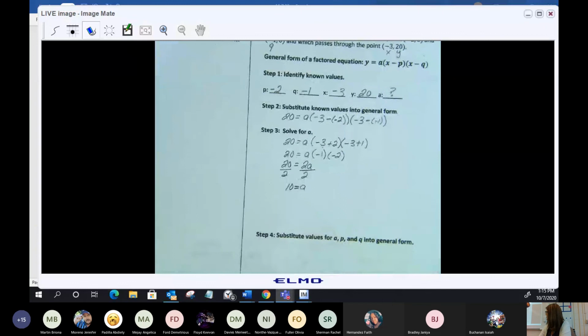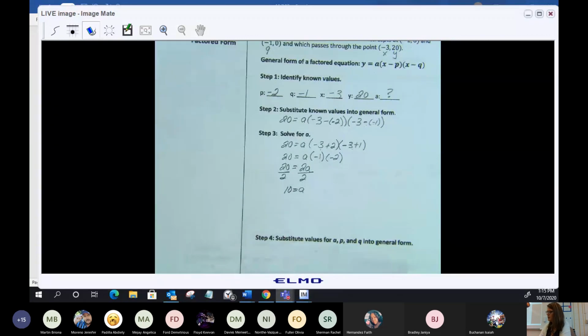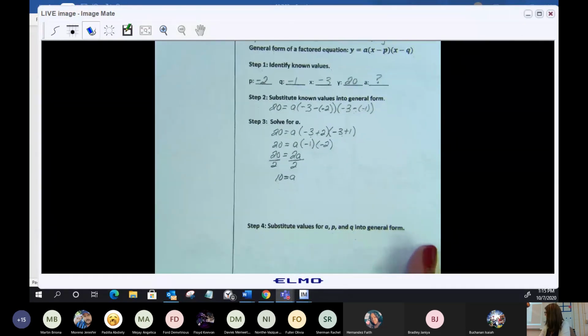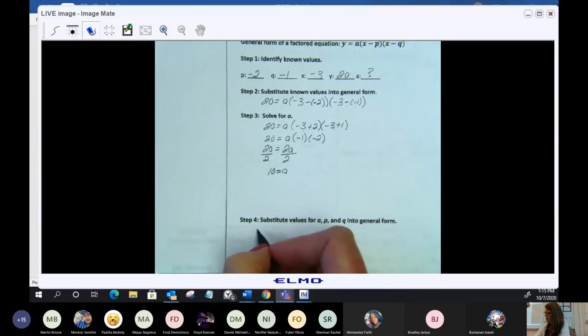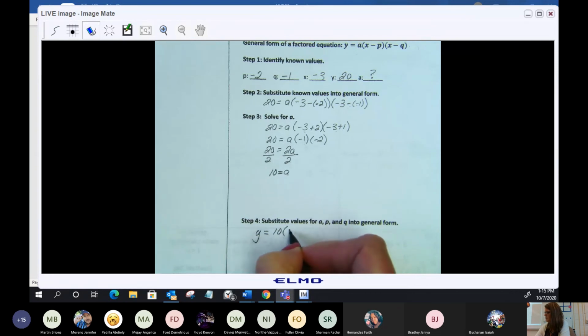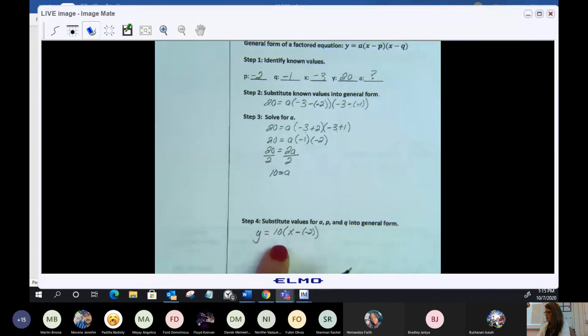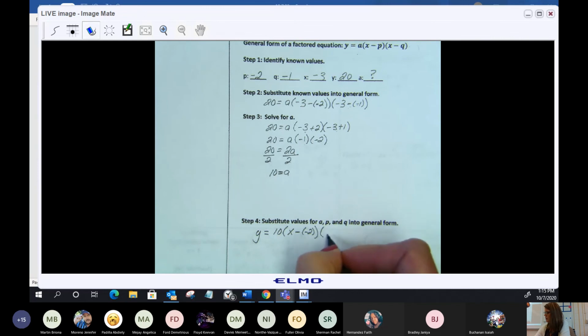So now I know that a is 10. I'm going to go through substituting it in. I'm hoping that you guys will be able to just jump right to the final answer here. So let's see. We're going to use our general form. y equals, my a is 10, times x minus p. My p was a negative 2. But again, I'm hoping that you recognize already, you just need to flip the sign, put the 2 in, that if it's a negative 2, you're going to see an x plus 2 there. x minus q, and q was a negative 1.